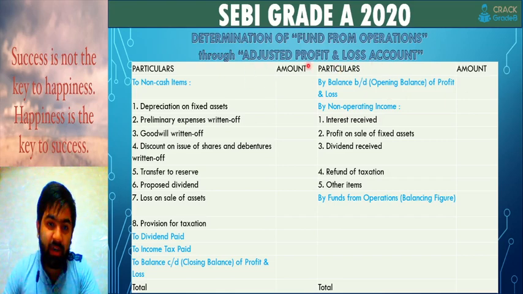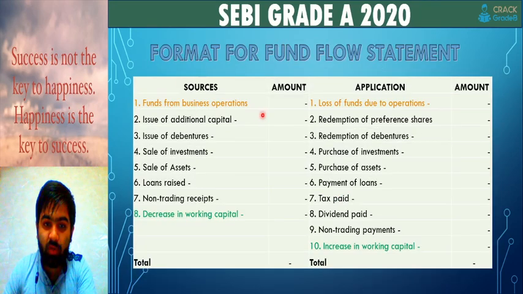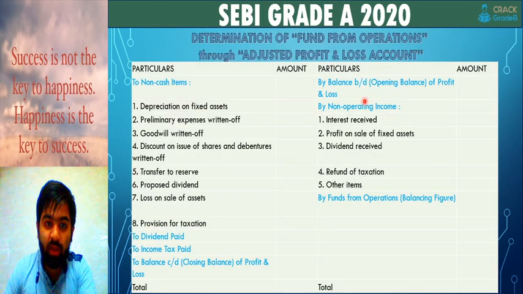Why do we need an adjusted profit and loss account? Because we have to transfer fund from business operation and loss of funds due to operations to the fund flow statement. So we get that from here, fund from operations in adjusted P&L. Here you can see fund from operations, right? As you see, this is a balancing figure. So how do we obtain this balancing figure, which is to be transferred to the fund flow statement?